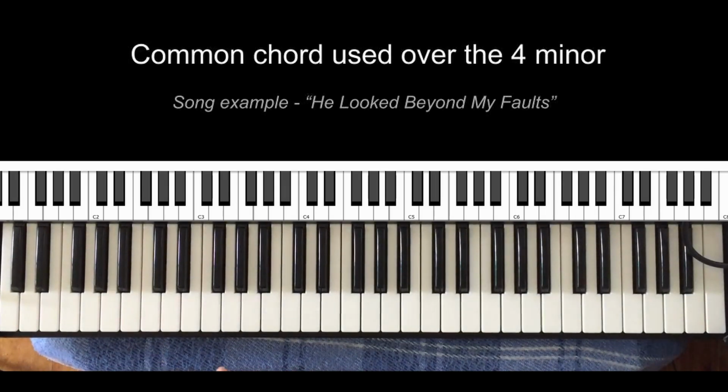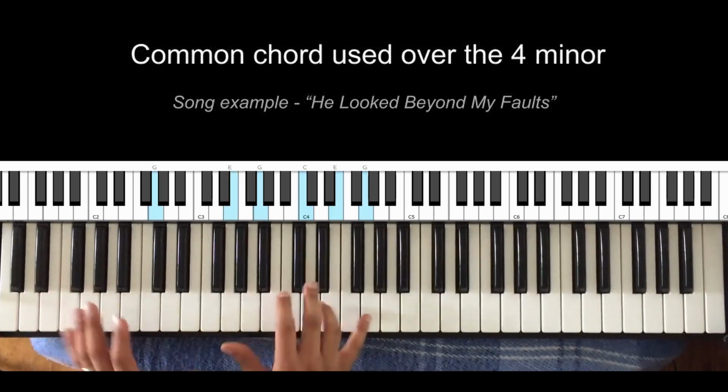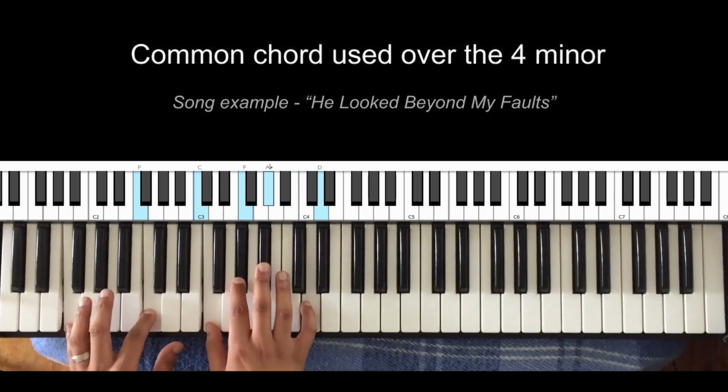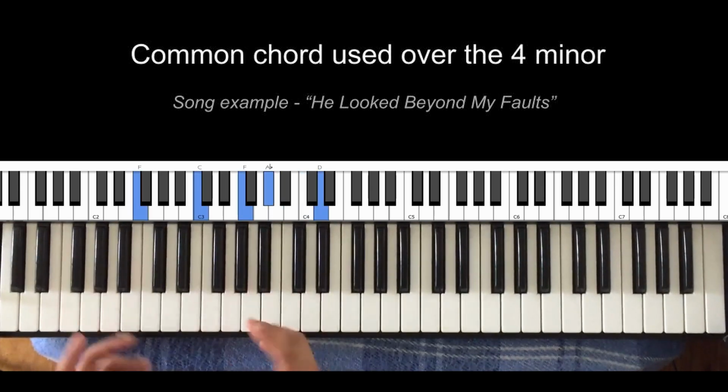Today I just want to show you a common chord used over the 4 minor. Anytime you get to the 4 minor, you can play this. The idea is actually quite simple. We're going to do it out of the key of C, the 4 being F. So anytime you get to the 4 minor, the F minor, you can play this chord.